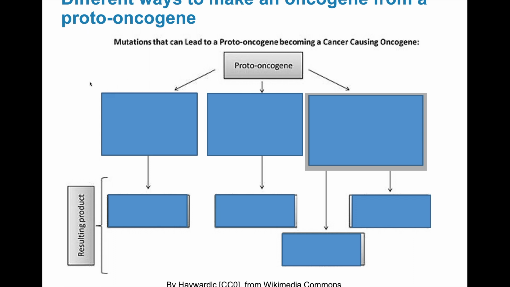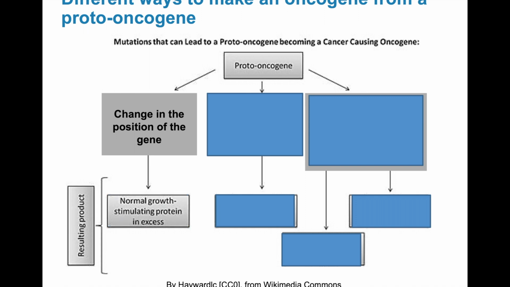So what are some of these mechanisms? Sometimes genes change their positions. Genes can hop from one place to another, or sometimes cells can have really unstable chromosomes, and the chromosomes can break and rejoin and cause a gene to change its position. And that change in position causes the gene, the normal growth-stimulating protein, to be produced in large amounts. So when you produce a large amount of something that normally promotes growth, the more of it you have, the more growth it's going to promote.